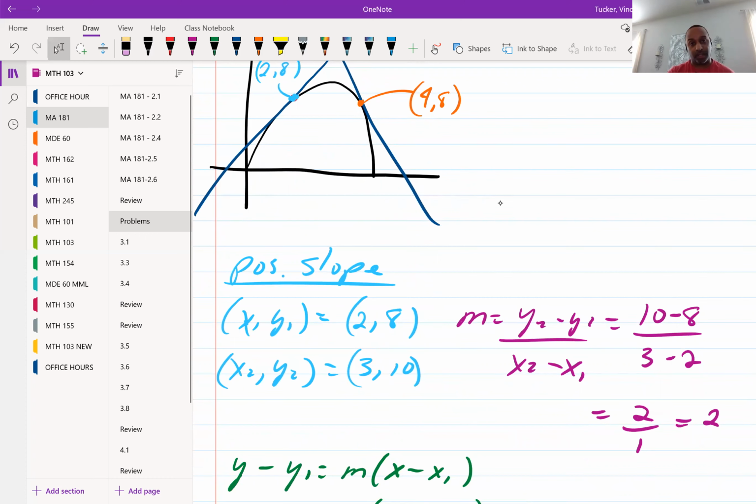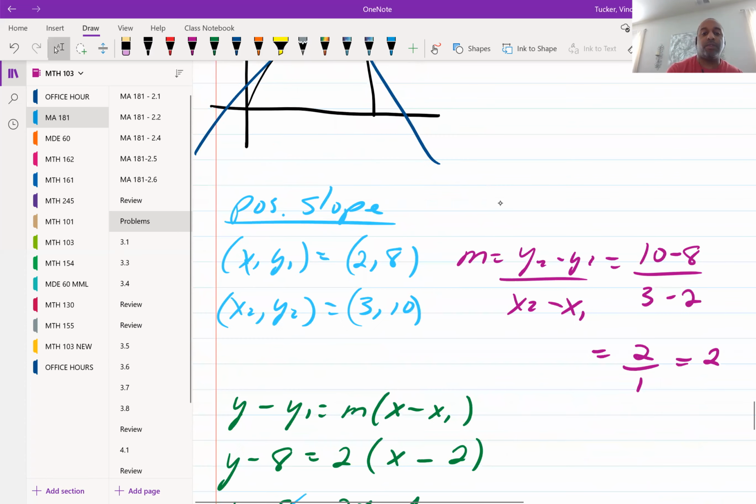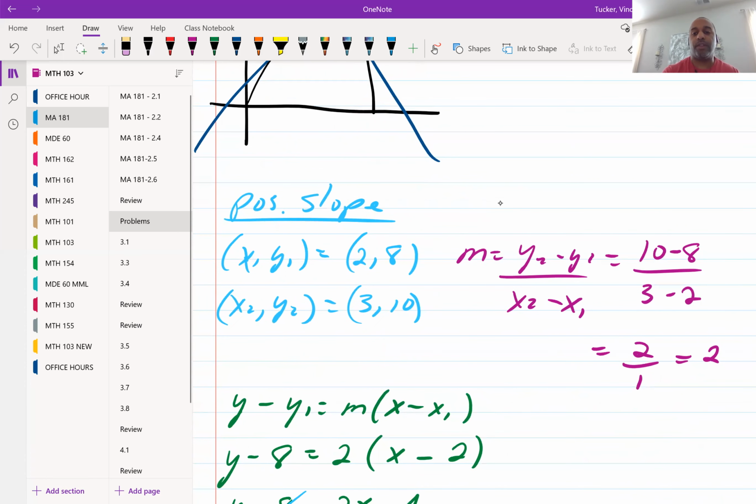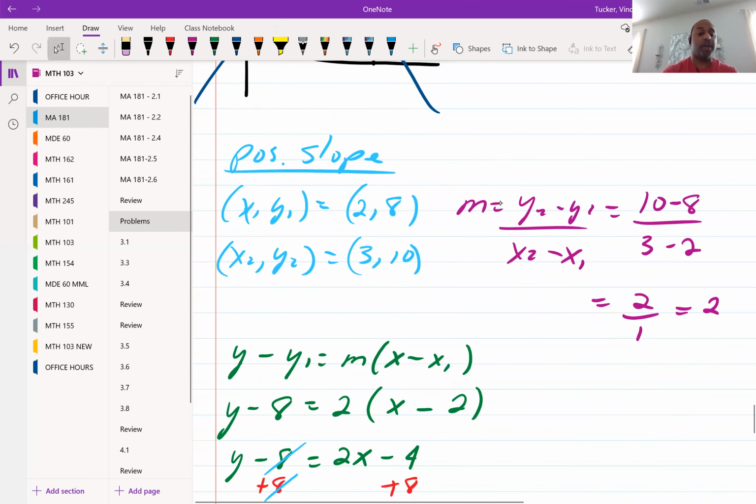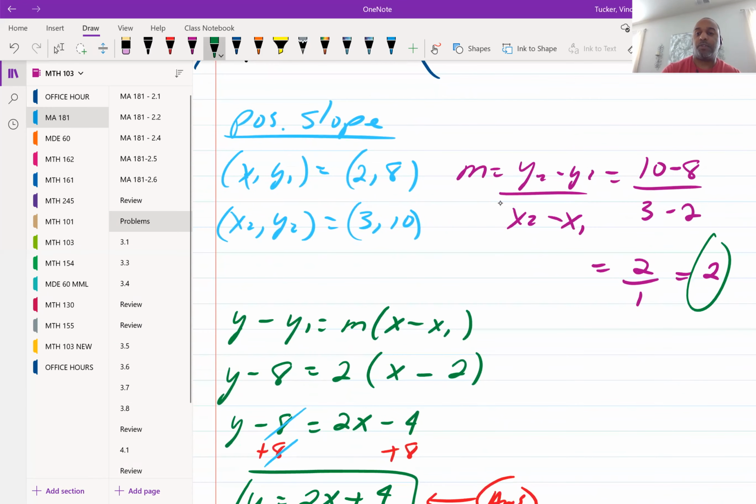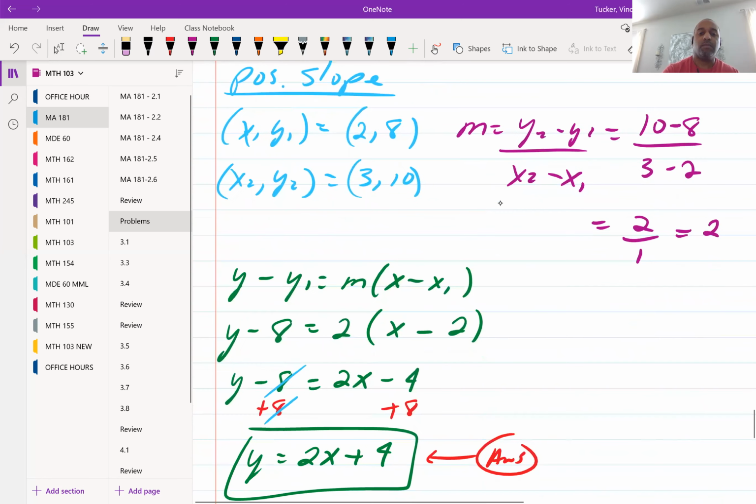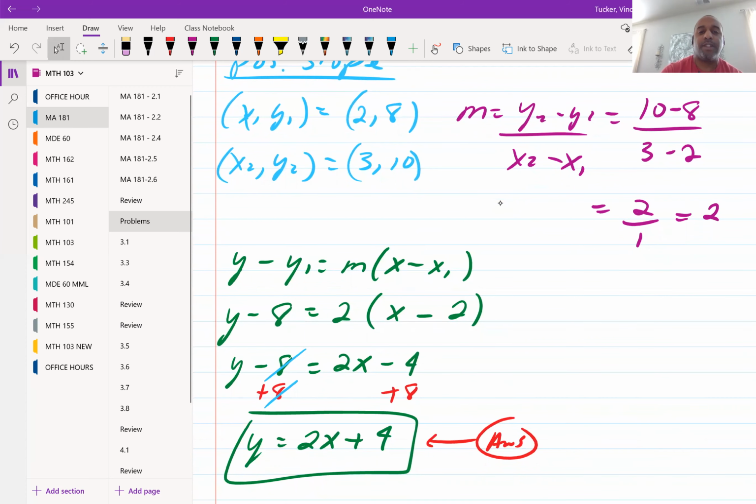And that should be positive because as you read the line going from left to right, it goes up. So our positive slope is going to be 2. And then from there, we use our point-slope formula to create the equation. I use (2, 8) and our slope of 2. So plugging in 8 for y1, 2 for m, and 2 for x1. Distribute the 2, and then add 8 to both sides. That gives us an equation of y equal to 2x plus 4. So we really didn't have to do any calculus in this type of problem.